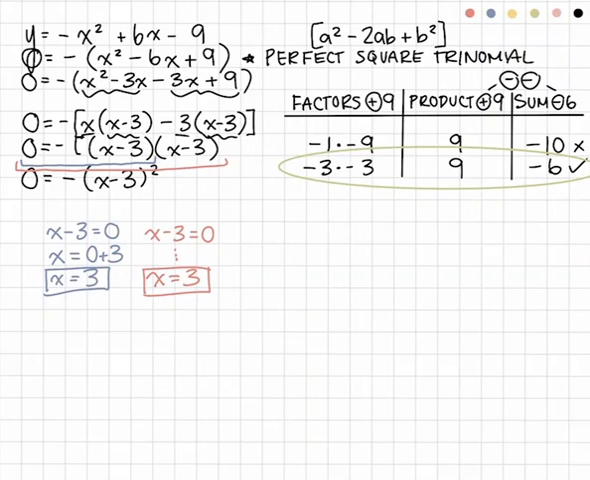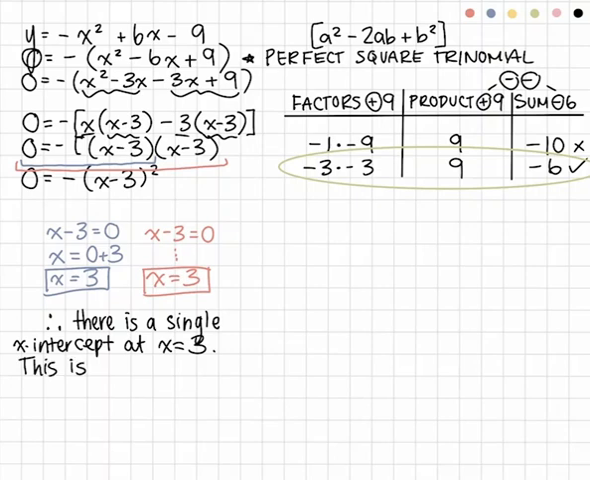So we can write a statement here. Let's write it underneath. Therefore, there is a single x-intercept at x equals 3. This is the x-coordinate of the vertex.